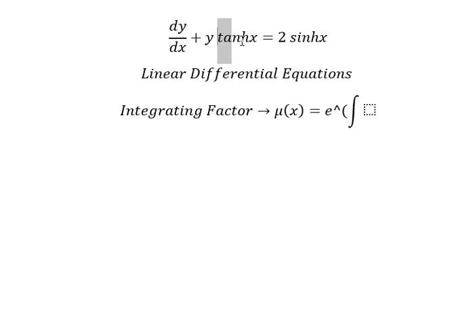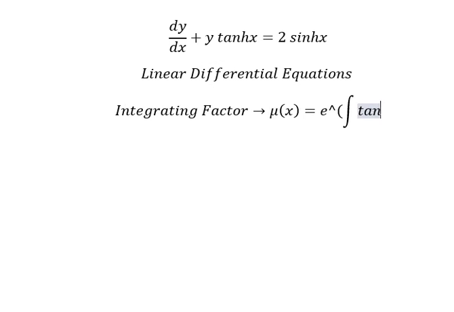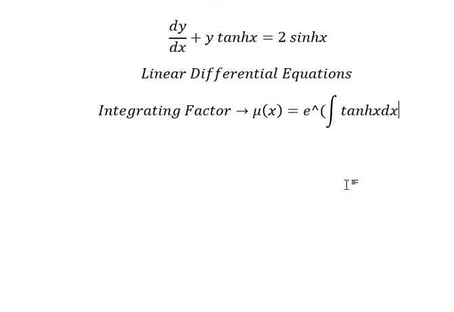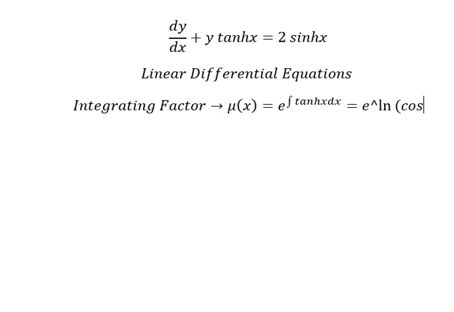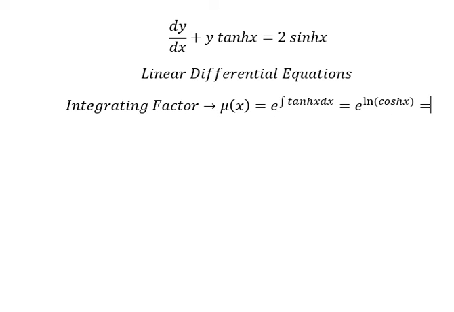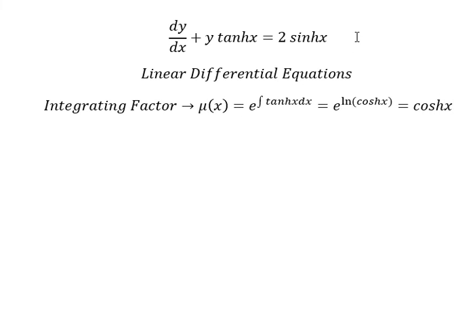So we see that tan x is next to y. This is for the integrating factor. And we have e to the power of the integral, which gives the natural log of cos x, and we have cos x. That means we multiply both sides by this one.